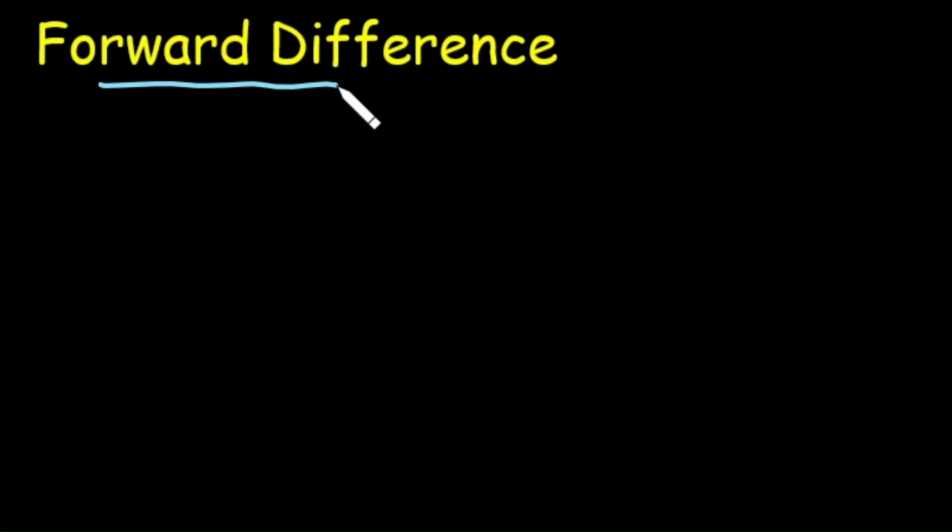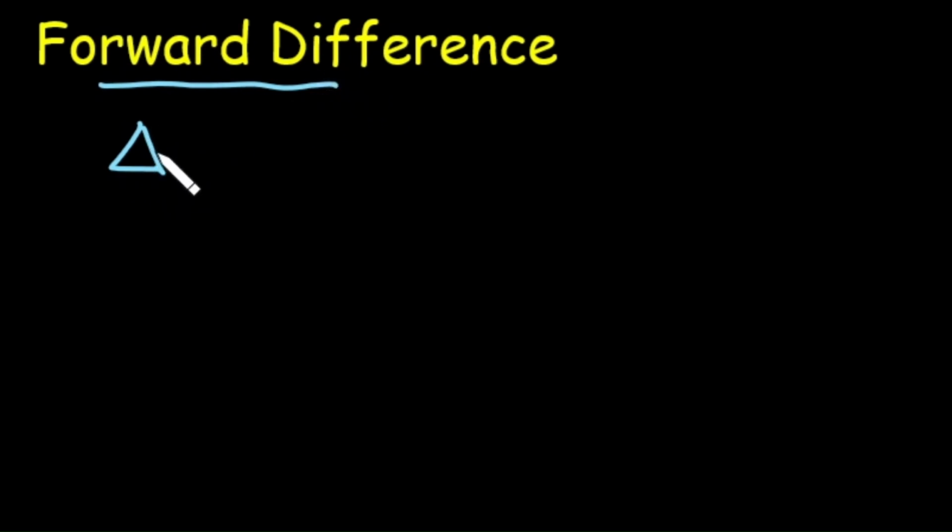Next term is the forward difference. Forward difference is represented by delta. Now, forward difference, we can split into two parts: one is forward and then difference. Simply, if I take a difference from the forward step, that is called a forward difference.